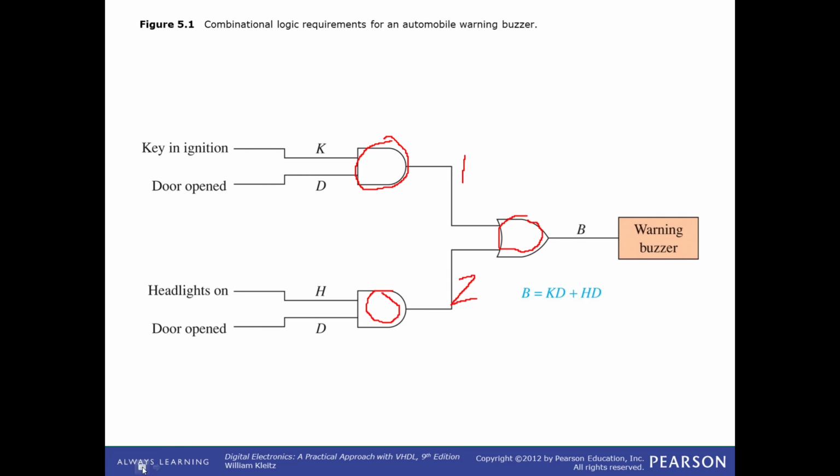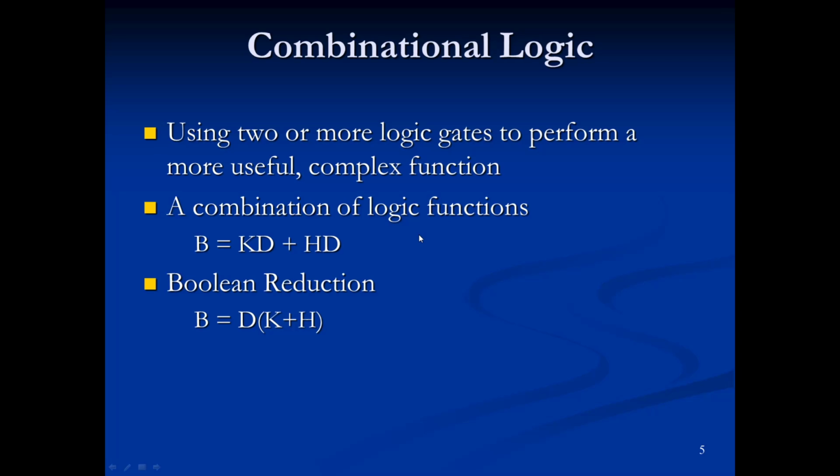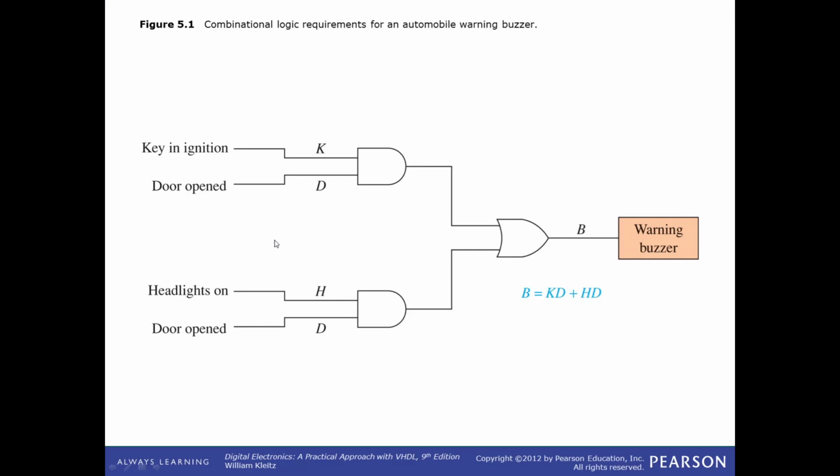So that's the function that we want out of this. That equation would give us B equals KD plus HD. That would be the equation we got from this diagram shown here.